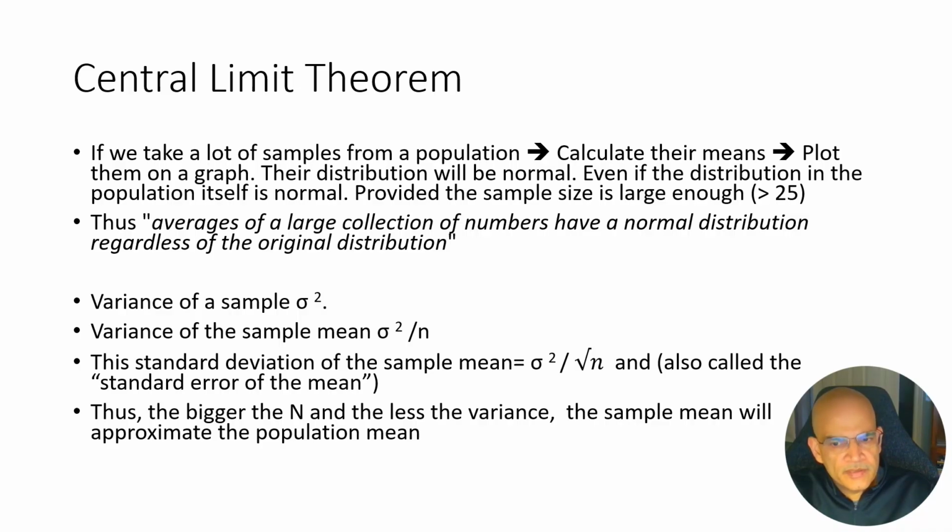Variance of the sample is sigma square. Variance of the sample mean is sigma square divided by n. Standard deviation of the sample mean would be sigma divided by square root of n. So the bigger the n, the less the variance, and the sample mean would approximate the population mean.